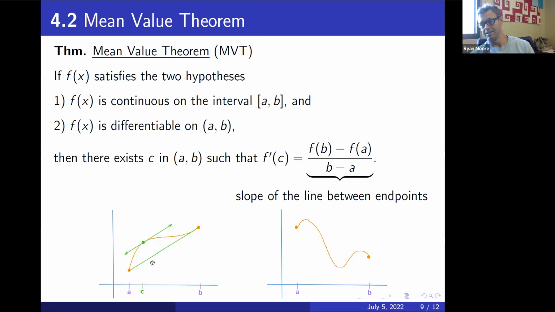And so at some point, if that's the average, there must have been a place where the slope of the function, the slope of the tangent line, was equal to that average. It has to happen at least once, right? If on average you're doing something and you're continuous and you're differentiable, then at least one time you had to equal that average.